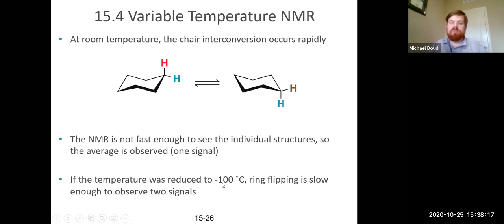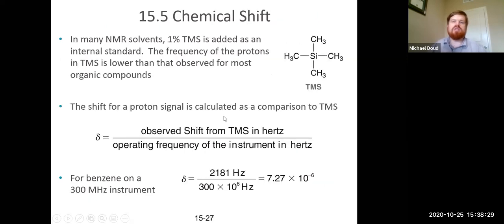Now, if you reduce the temperature, negative 100 degrees Celsius is possible. Remember, the magnet itself is at like 4 Kelvin, so it's relatively easy to reduce the temperature inside the NMR. The ring flipping goes slow enough that you can actually observe those two signals. Okay, so that's the number of signals. Now, the next thing we're going to talk about is the chemical shift.